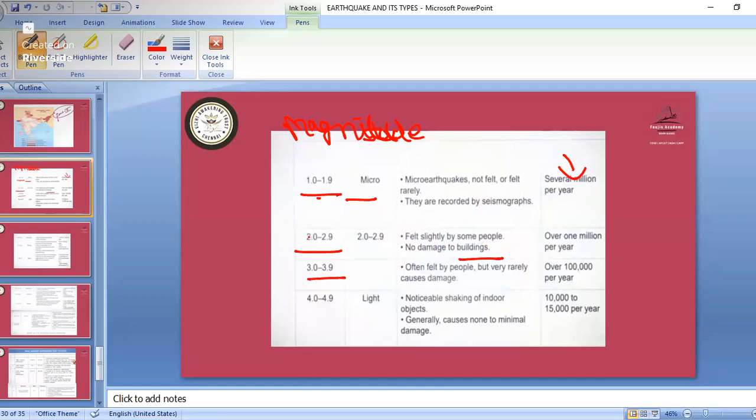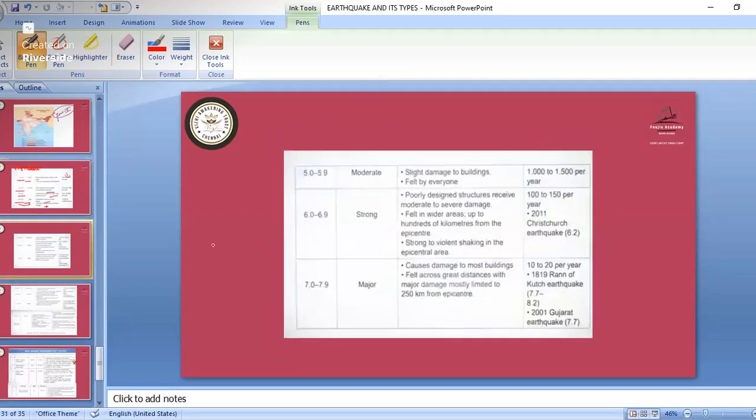Then 3.0 to 3.9. If you see, it is being felt by the people, but it will rarely cause damage. Then 4.0 to 4.9 we have, that is the light category, with noticeable shaking of indoor objects. So generally it causes none to minimal damage, only less damage in this particular earthquake magnitude.